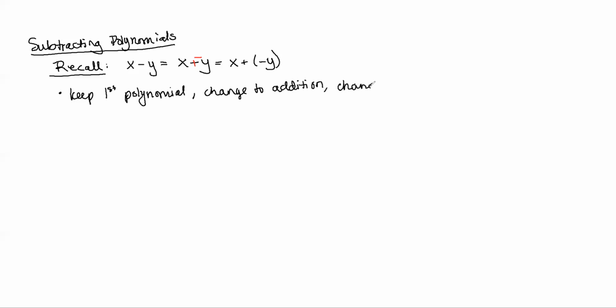And then we're going to change the signs of the terms in the second polynomial. That's where our adding the opposite comes into play. We're going to have the opposite of all of those terms in the second polynomial. All right, so let's go ahead and look at a couple of these.